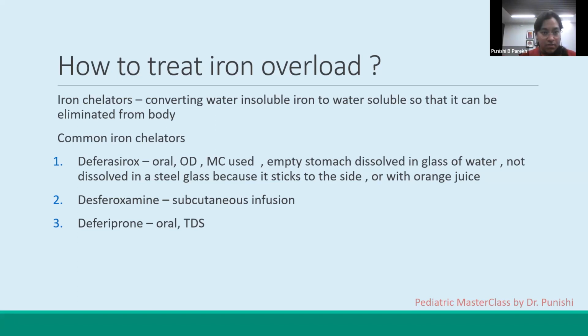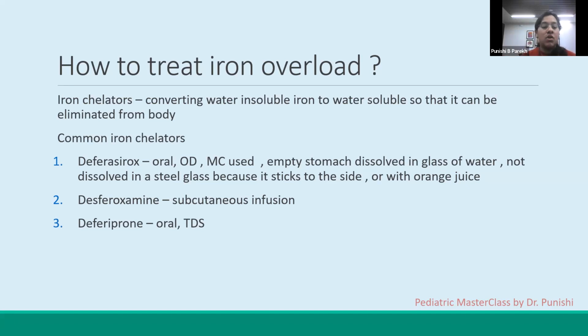And the third one is deferriprone, or commonly known as Kelfer. That's the drug name that the parents or the informant will tell you: okay, my child is on iron chelators. He's taking Desirox and Kelfer. So when they talk about Kelfer, what they're referring to is deferriprone. That again is an oral iron chelator which needs to be given in TDS dosing. It's given thrice a day, whereas Desirox is given OD.